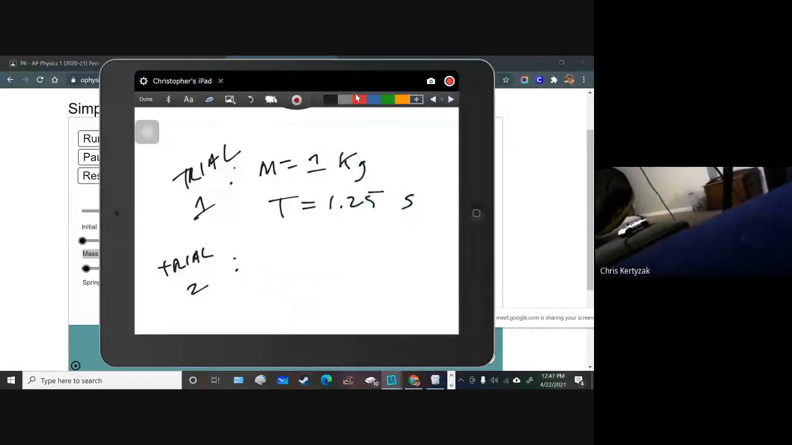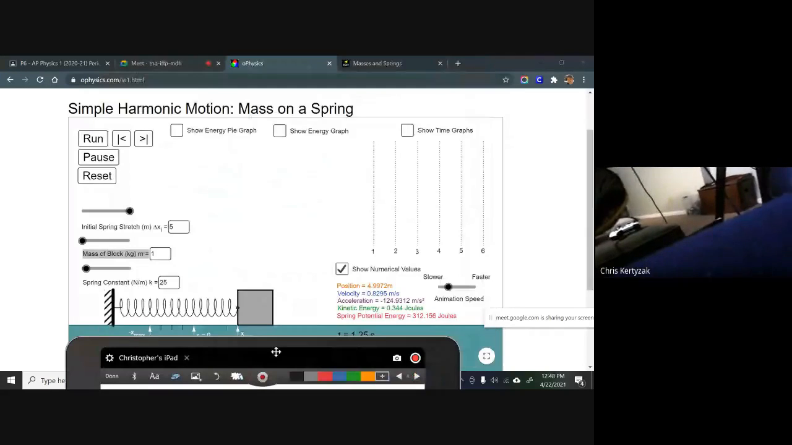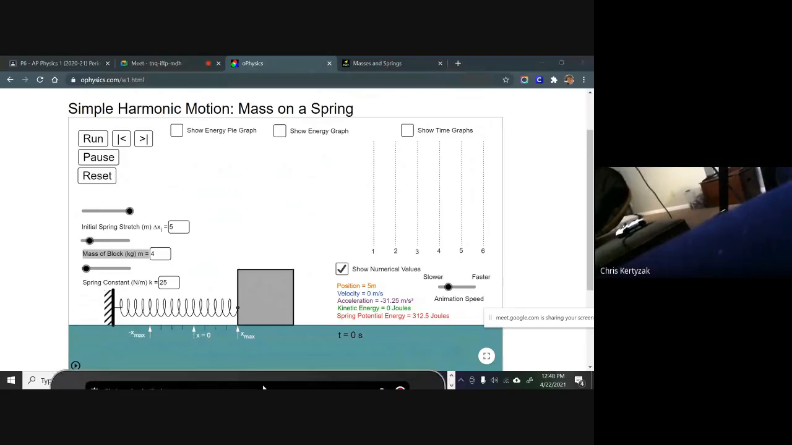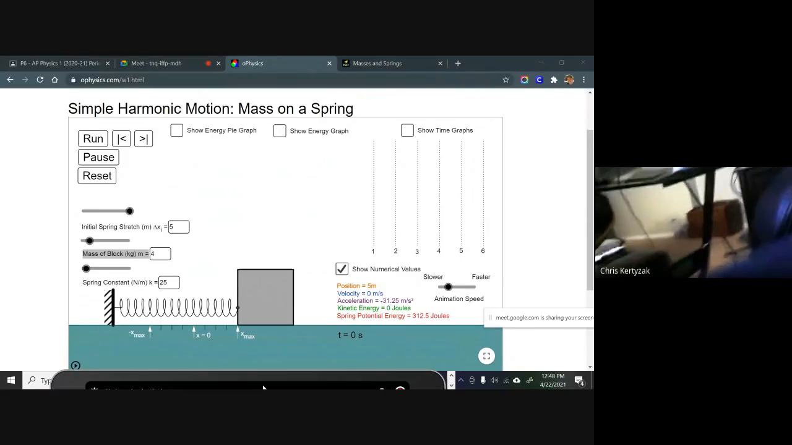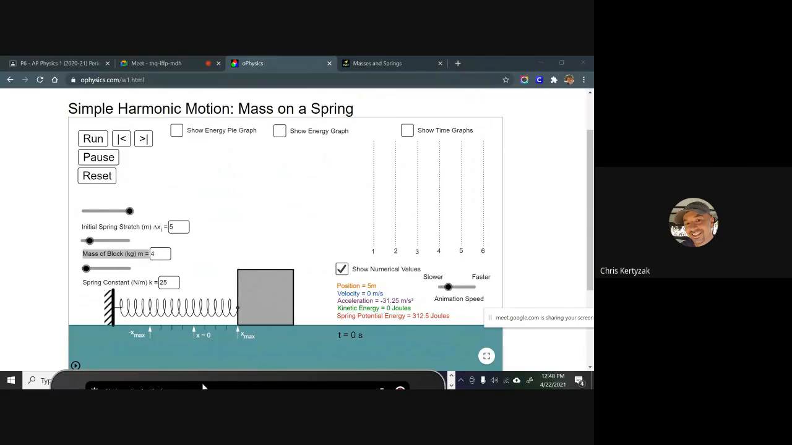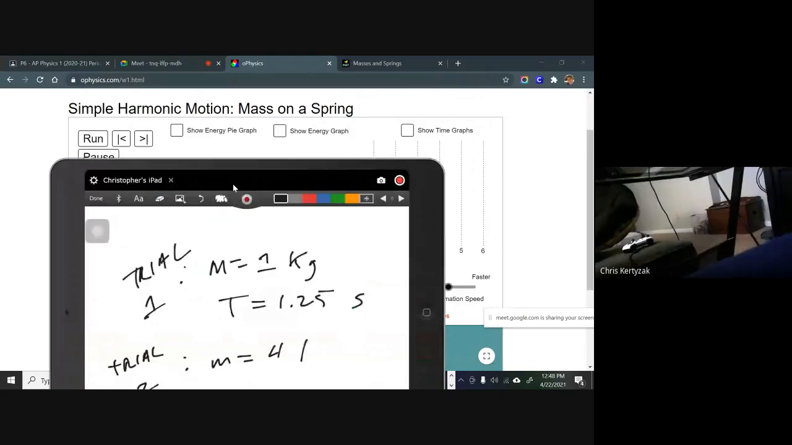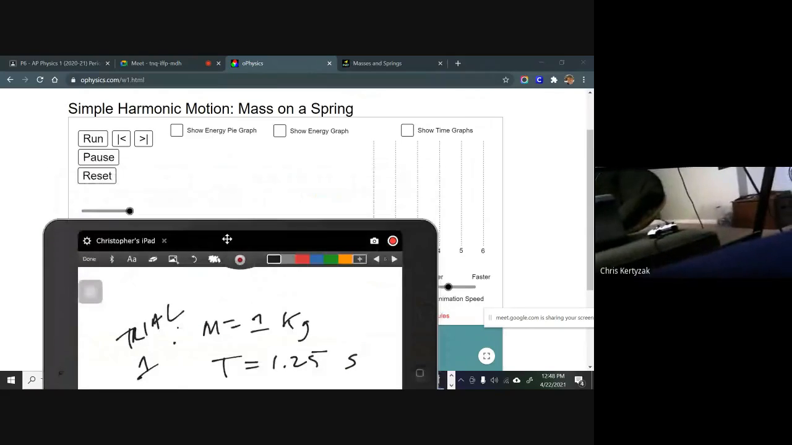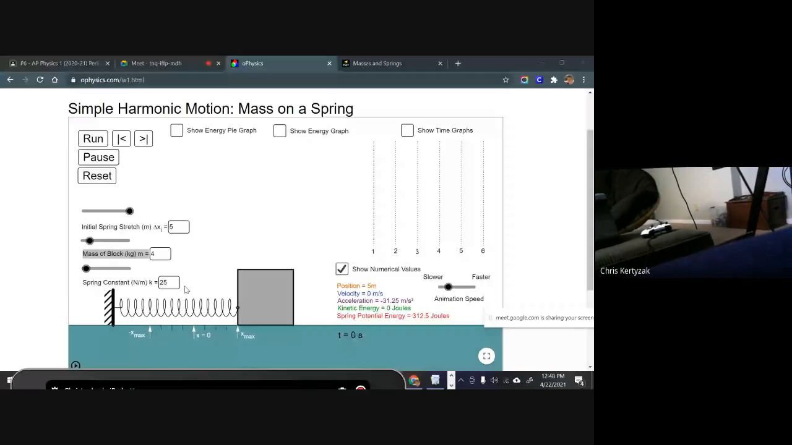So now we're doing trial 2, where I'm going to quadruple the mass from 1 kilogram to 4 kilograms to test if there's some either square relationship between period and mass or square root relationship. And we'll find out. I've quadrupled, I'm increasing the mass up to 4 kilograms. So that means the mass is increasing by a factor of 4. Let's see what happens to the period. Go ahead and run.